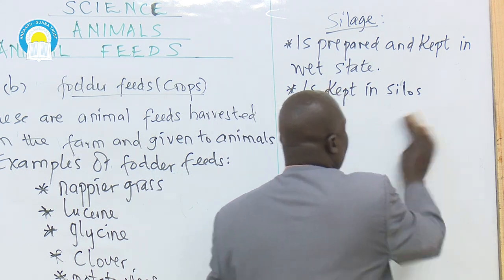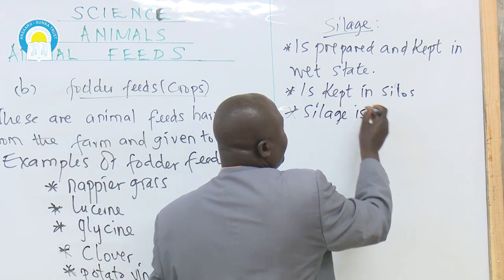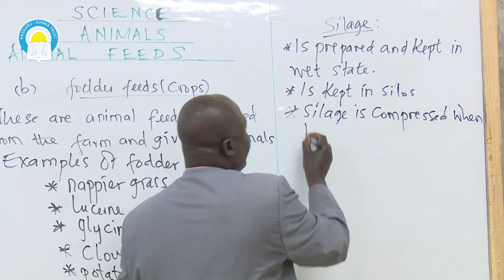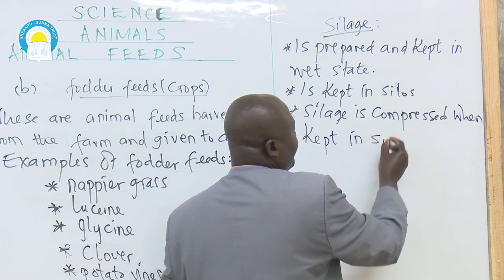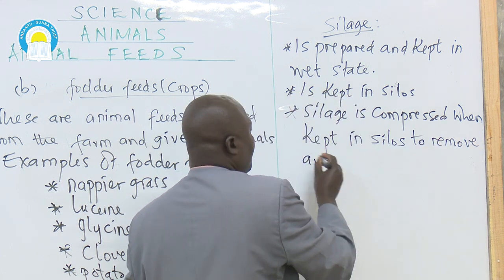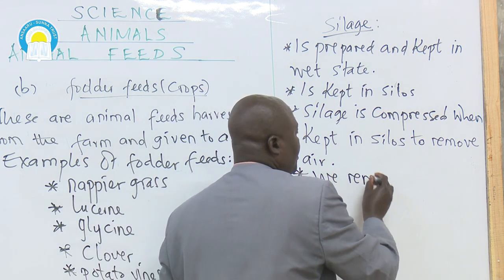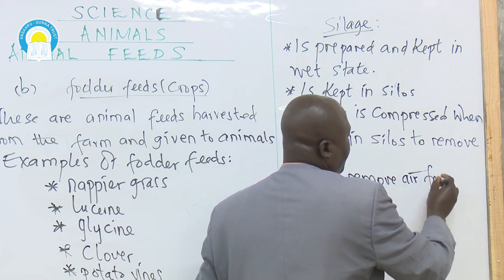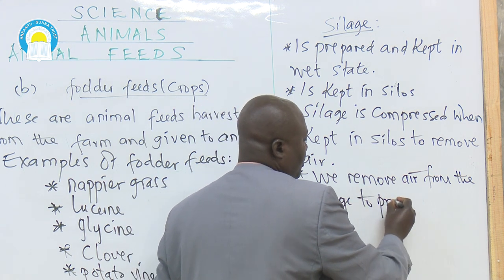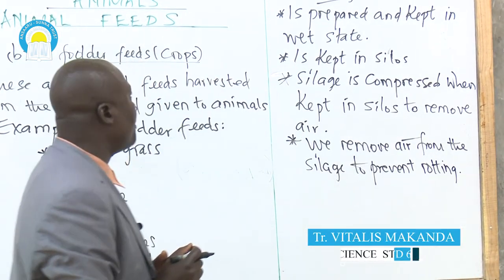So, we can say this, that silage is compressed when kept in silos to remove air. Next one, why should we remove air from the silage? As I've said, we remove air from the silage to prevent rotting. So that's about silage.